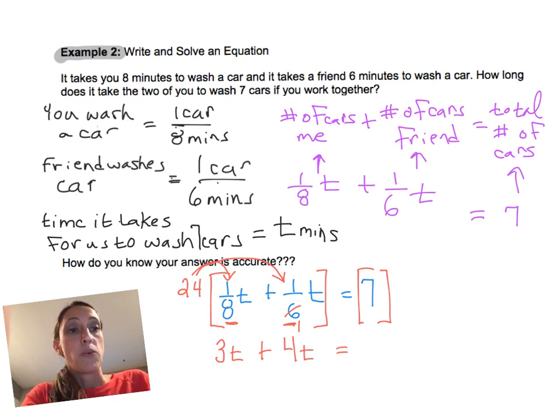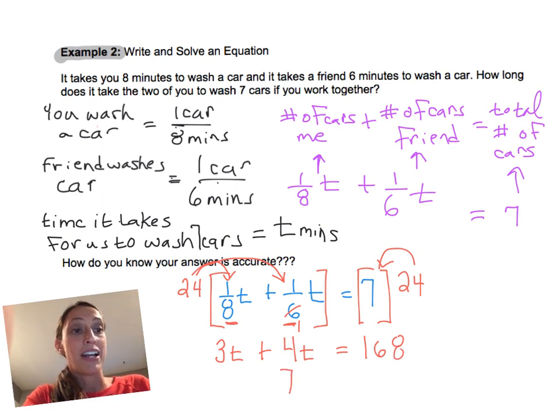And then what I do to one side of an equal sign, I also have to do to the other. So I have to do 24 times 7, which is 168. And then I would go ahead and combine like terms. So I have 3t and 4t, that's 7t, equals 168. And then I have to undo that multiplication, so I would be dividing both sides by 7.